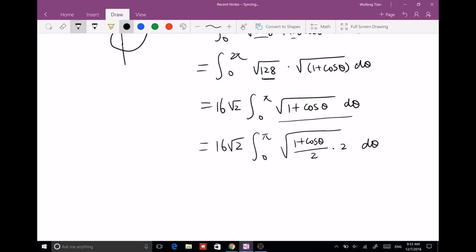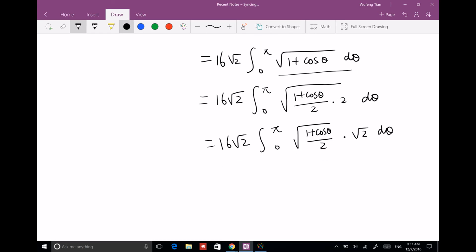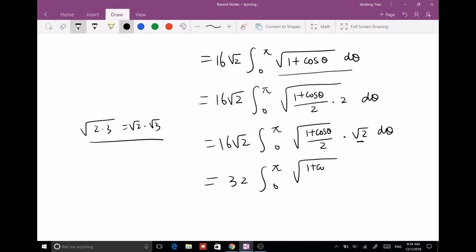Then what I have equals 16 square root of 2, from 0 to pi. Well, this 2 you can take it out because it's separate multiplication. So you get the square root of 1 plus cosine theta over 2, multiplied by square root of 2 outside, d theta. Because it's a multiplication, square root of 2 times square root of the rest, that's no problem. You can separate the square root of 2. Then the coefficient you can multiply out is 32, from 0 to pi, square root of 1 plus cosine theta over 2, d theta.